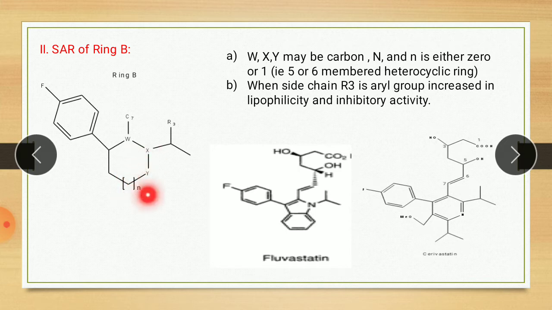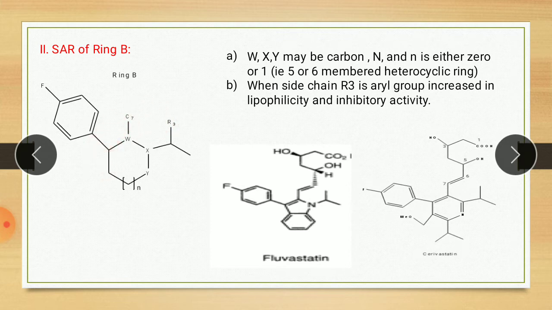Small n may be 0 or 1. When small n equals 0, it means this ring is a 5-member ring. If small n equals 1, then this ring is a 6-member ring. Keep in mind that when small n equals 0, it is a 5-member ring, and if n equals 1, it is a 6-member ring.